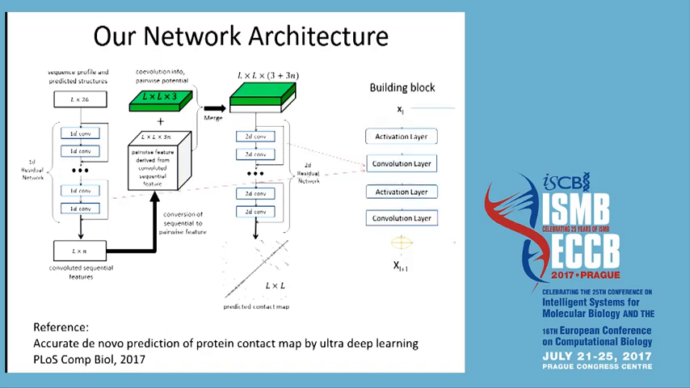Here are also some details about the networks. Each block consists of some layers, like the activation layer and the convolution layer. The convolution layer does a linear transformation, and the activation layer is used to do a nonlinear transformation. By combining them together, we can model the nonlinear relationship between the input and the output. This is the detail of our deep learning network architecture.